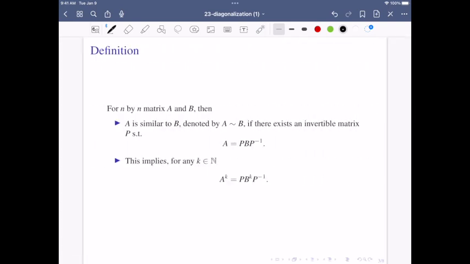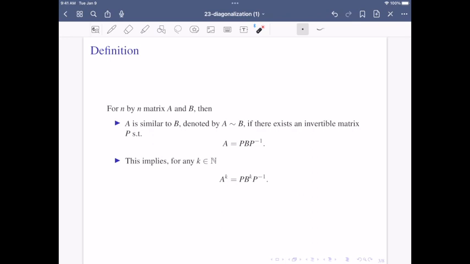Let's first look at the definition, what we mean by diagonalization. For that purpose, we need to introduce what we mean by similar. An n by n matrix A is similar to an n by n matrix B, usually denoted A with a wave B, if there exists an invertible matrix P such that A equals P times B times P inverse.